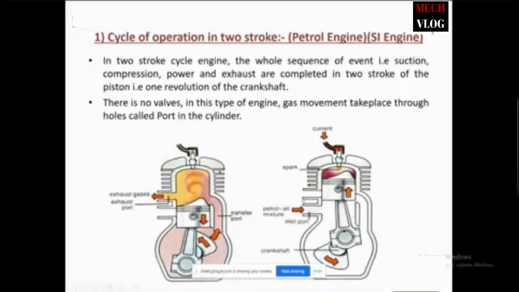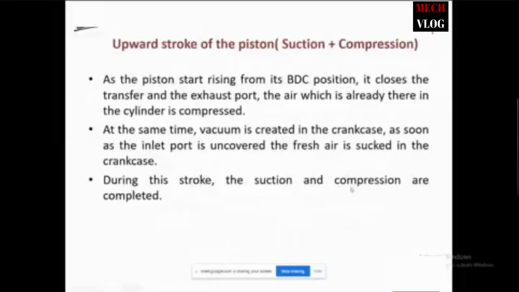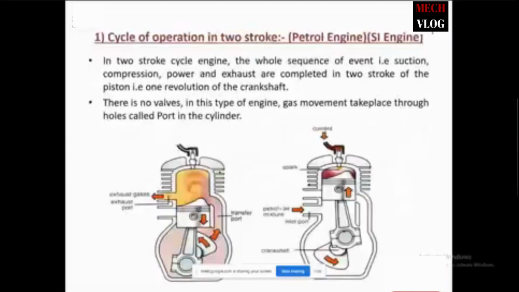And you can see when the piston moves upwards, the exhaust port and the transfer port are closed. In this case, we have suction plus compression. Suction means a proper amount of air is sucked from the atmosphere into the crankcase, and compression means the piston compresses the air inside the compression chamber. That is called the compression process.